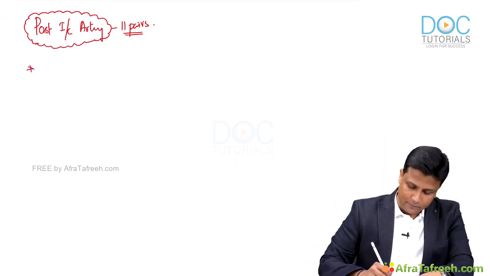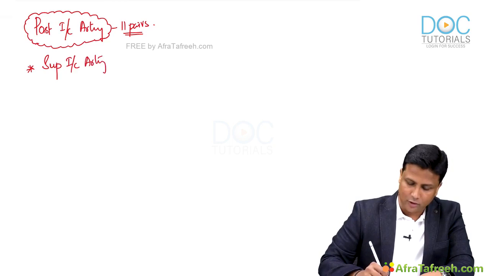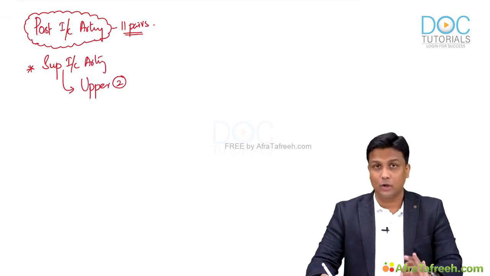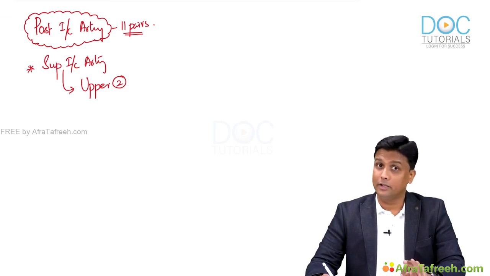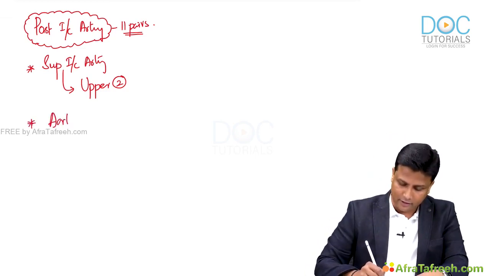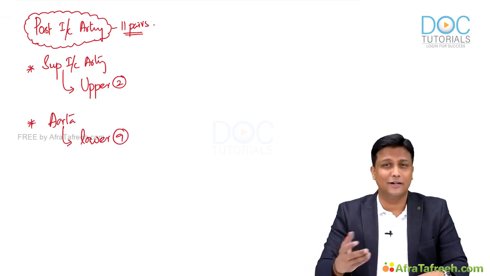Out of this, remember, there will be a superior intercostal artery, and that superior intercostal artery will give rise to the upper 2 posterior intercostal arteries. That's the only one point that you have to remember here. Then what about the remaining 9, sir? All the remaining 9 are given by aorta. So aorta will give rise to the lower 9 posterior intercostal arteries, and that completes this topic here.